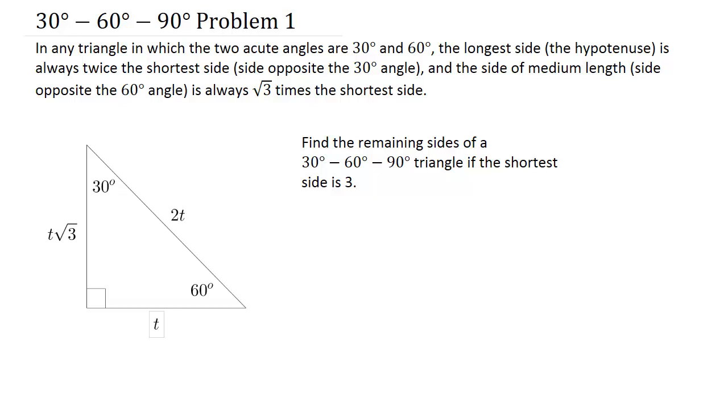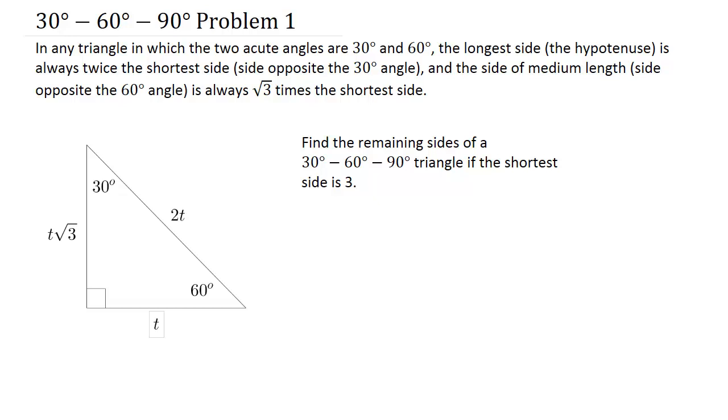And it says in any triangle in which the two acute angles are 30 and 60 degrees, which is this angle and this angle, the longest side, the hypotenuse, is the side opposite the 90 degree angle. And it's always twice the length of the shortest side. And this is the shortest side here, the side that's opposite the 30 degree angle.